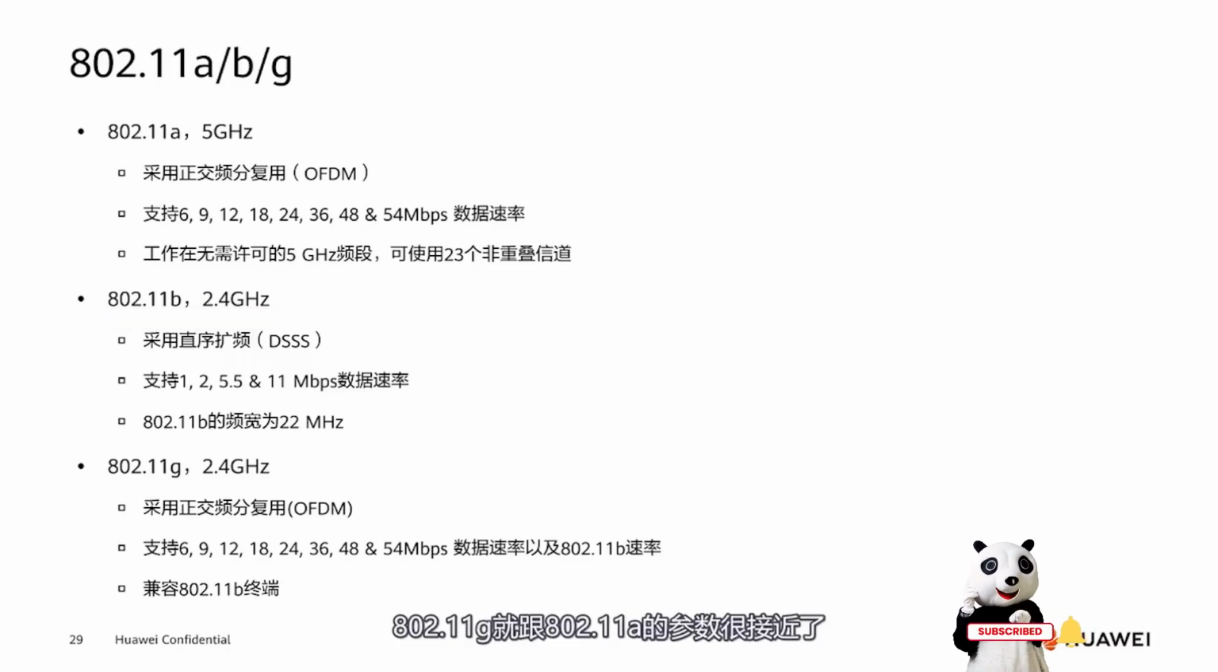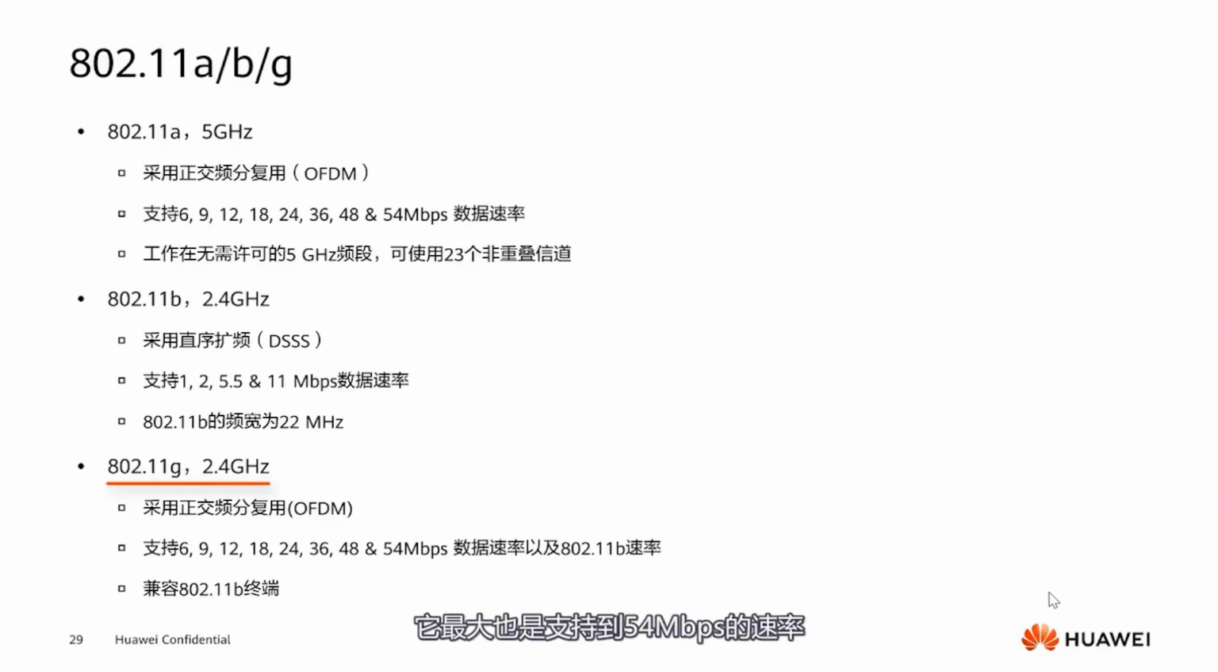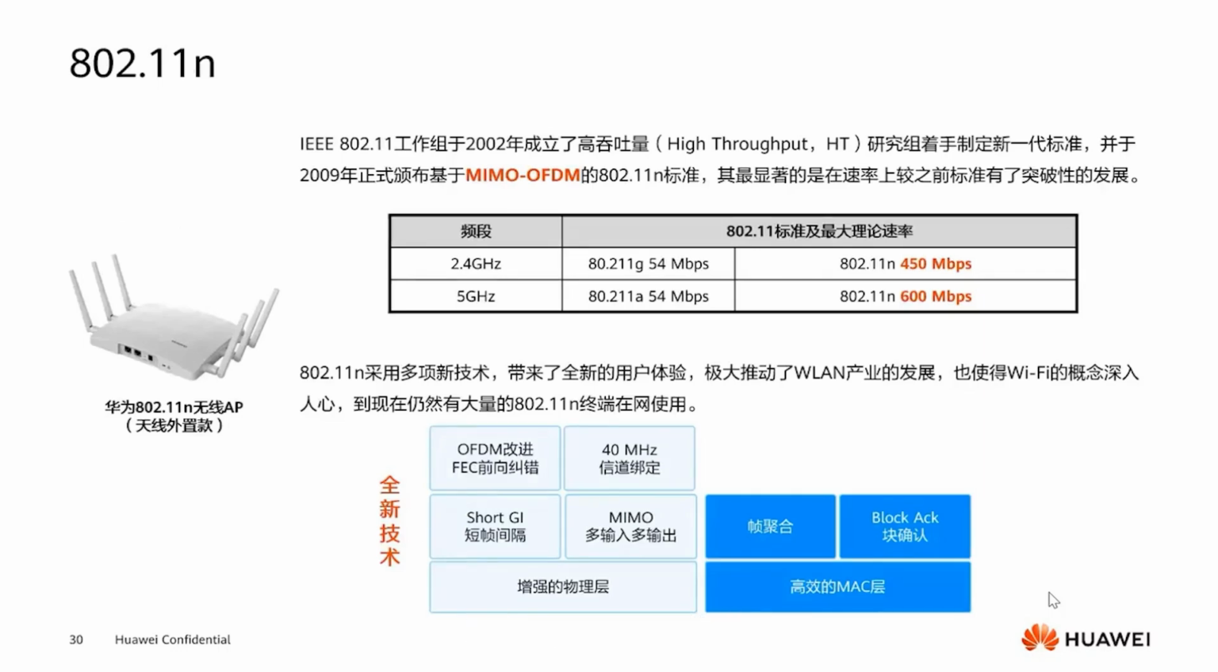802.11g is very similar to 802.11a in parameters, also supporting up to a 54 Mbps rate. It also uses orthogonal frequency division multiplexing technology but operates in the 2.4 GHz band. These are the differences among the A, B, and G protocols. Next, we have 802.11n. It is a groundbreaking technology, its biggest change being bandwidth. Previously just tens of megabits and supported by different standards for different frequencies, which was quite troublesome.